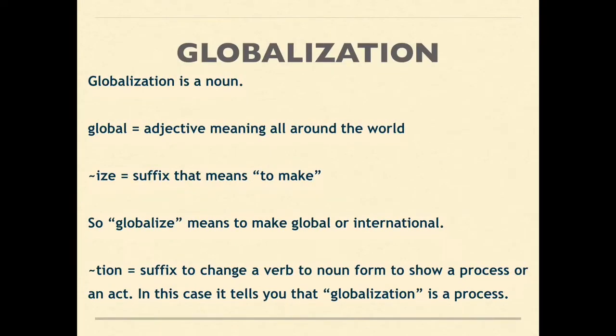Globalization is a noun. An easy way to remember it is by dividing the word into parts. Global is an adjective meaning all around the world, such as global companies, global networking. IZE is a suffix that means to make, so globalize means to make global or international. TION is a suffix to change a verb to a noun, to form, or to show a process.